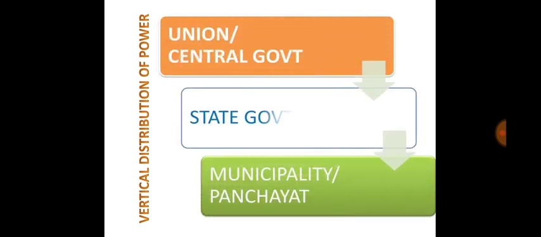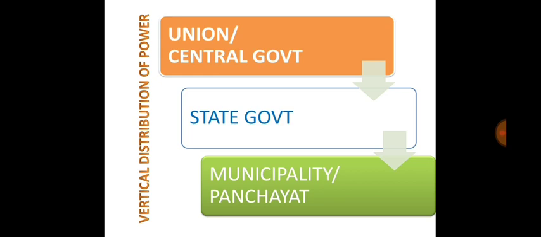Now we come to vertical distribution of power. That is hierarchical distribution. At the center there is the union government, the central government, and subordinate to that is the state government. We cannot say subordinate, but in a federal system, the state is placed below, and then the local self-government, that is municipality and panchayat.